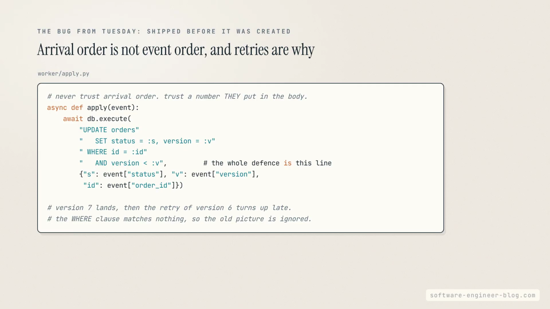Here is how that happens. They send the created event. It fails, so it goes into the retry queue. Meanwhile, the order gets updated, and they send the updated event, which arrives fine. Then the retry of the first one turns up, later, and overwrites the newer state with the older one. Retries reorder your stream, so do not trust arrival order. Trust a number that they put inside the body.